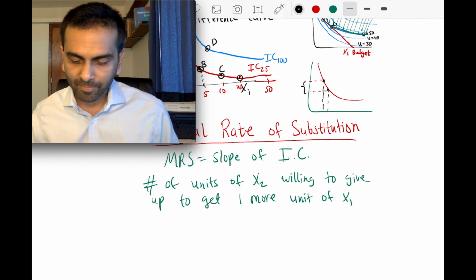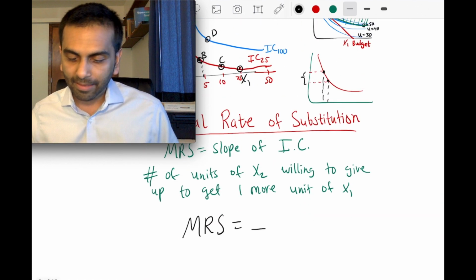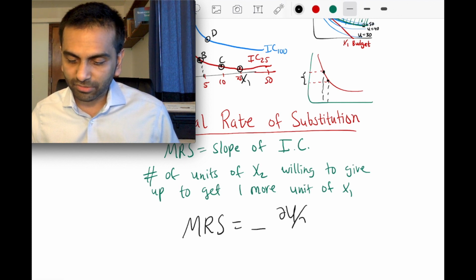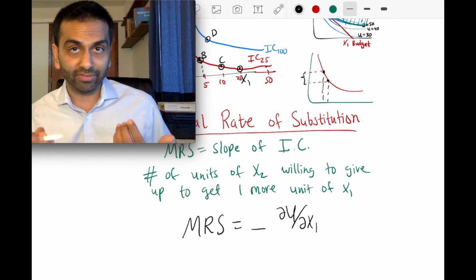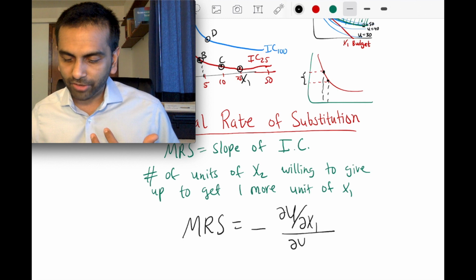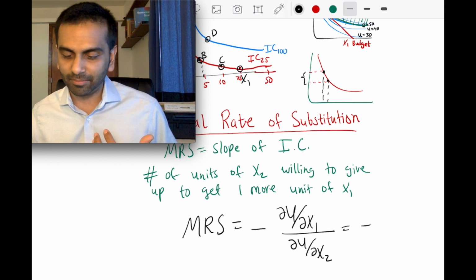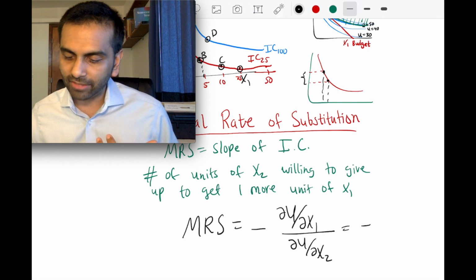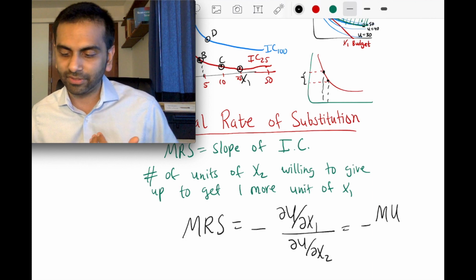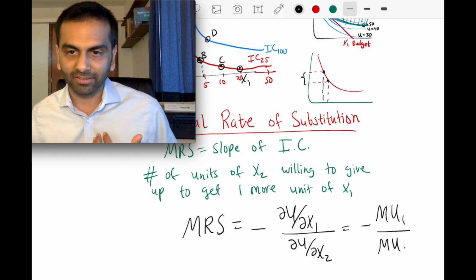So the MRS is the negative, because it's the negative price ratio, of the derivative of the utility function with respect to x1, so that's a partial derivative, divided by the partial derivative with respect to x2. And the notation is sometimes also called marginal utility. So this is the marginal utility, meaning the derivative of utility with respect to good 1, divided by the derivative of utility with respect to good 2.